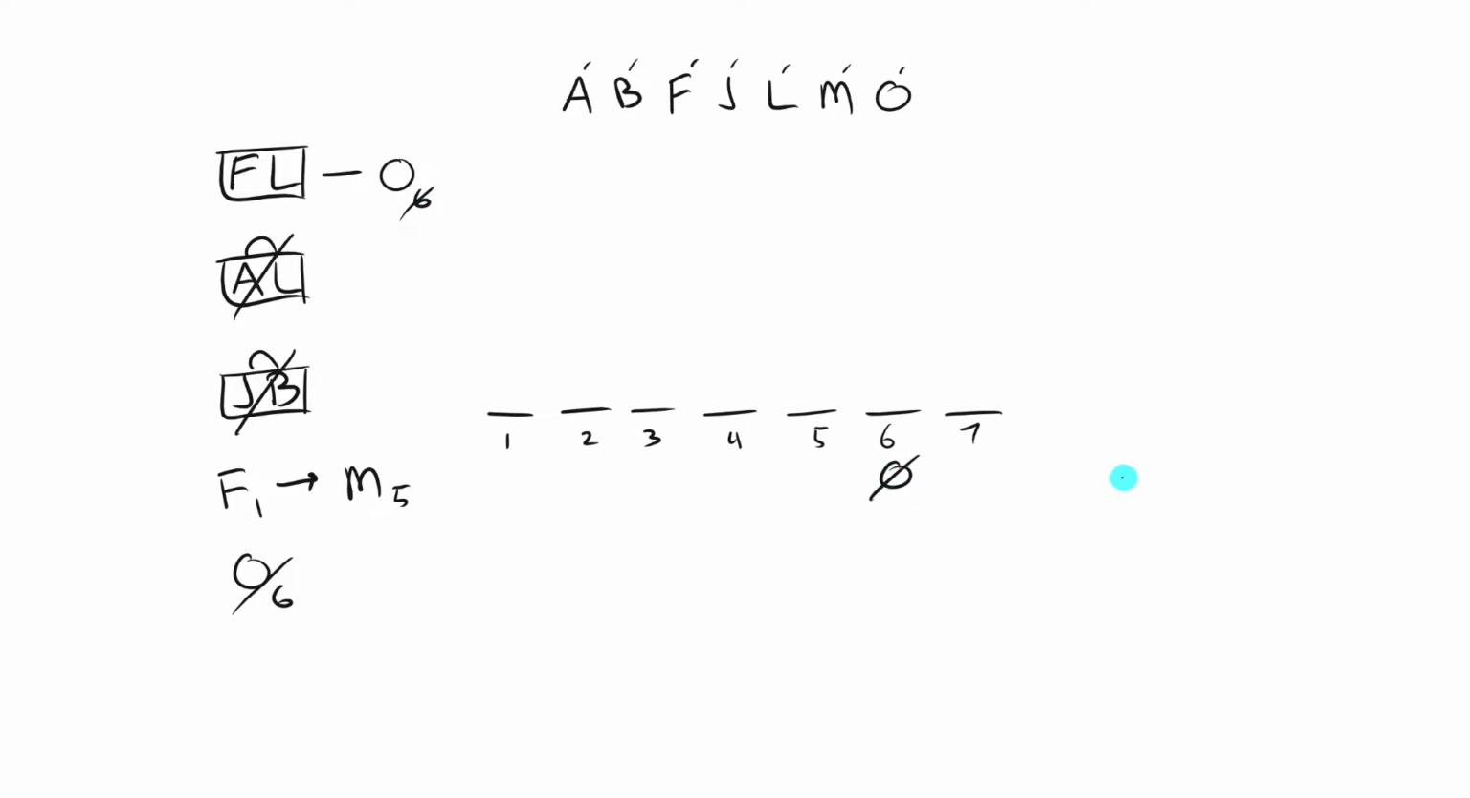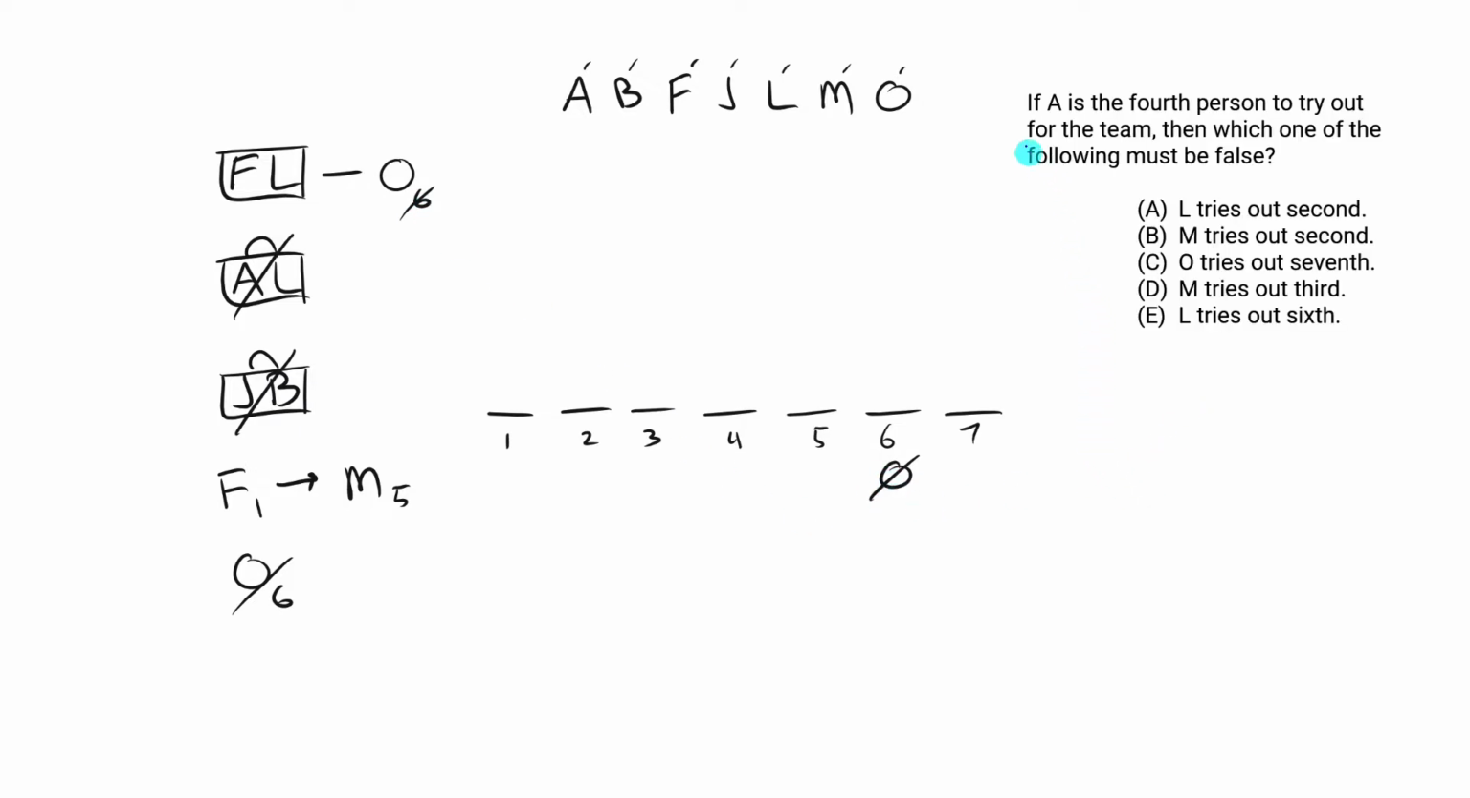Now let's say we get the following question. If A is the fourth person to try out for the team, then which one of the following must be false? And feel free to pause the video and try to solve this question on your own first.